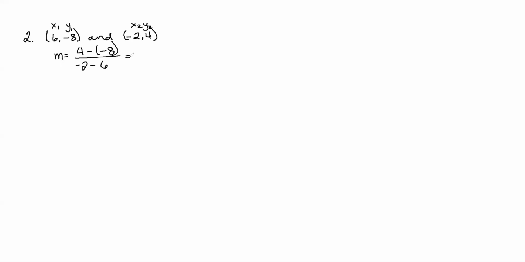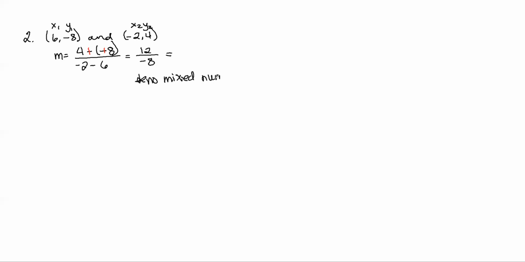All right, so we can add the opposite on the top. So 4 plus 8 gives us 12. -2 minus 6 is -8. And now when you have one like this where it doesn't divide in evenly, you do not want mixed numbers.